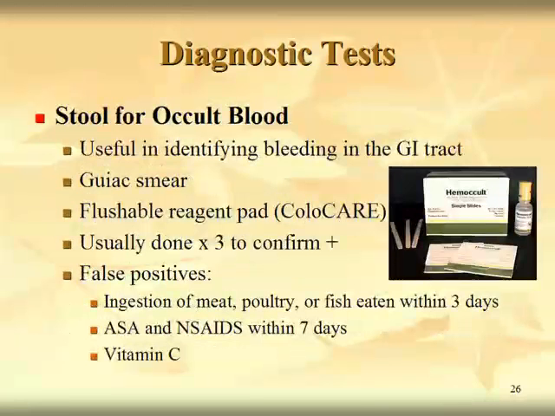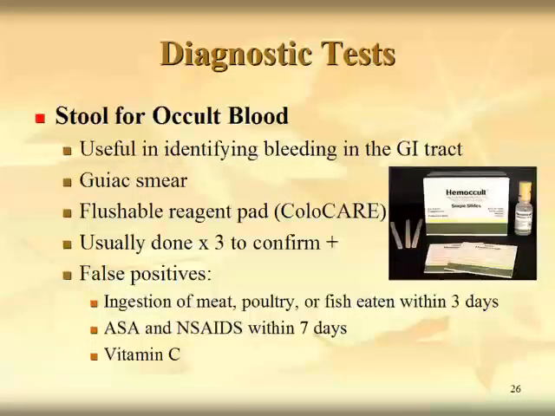Stool for occult blood is a very simple test. You've probably all done one of these before. It can help to identify bleeding in the GI tract. Hemoccult is one of the common ones that we use in the hospital setting. And as you remember with this, you actually just put the stool on the slide, add the reagent, and if the color turns to a blue color, that's considered a positive finding, and it does indicate occult blood.